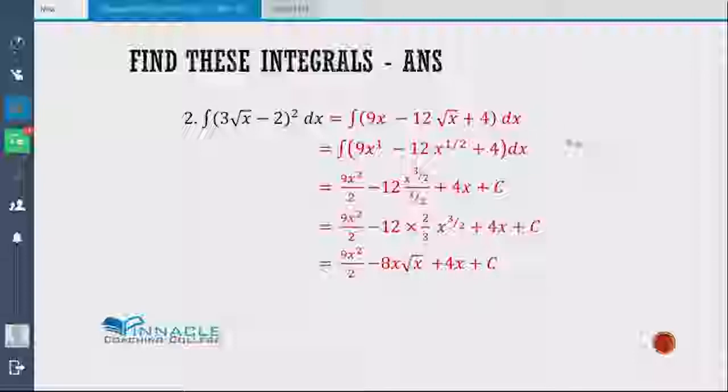So how you can think about that is x to the power of 3 on 2 is x to the power of 1.5. So 1 plus a half. So x times x to the power of a half. So that's where that x root x came from. All right, good. So moving on.